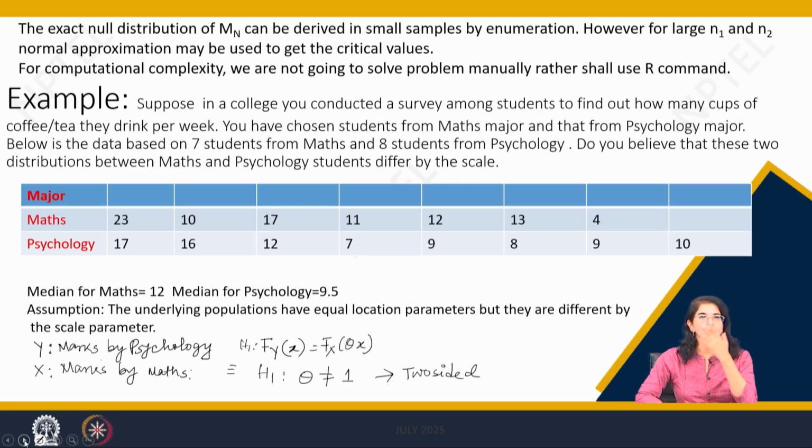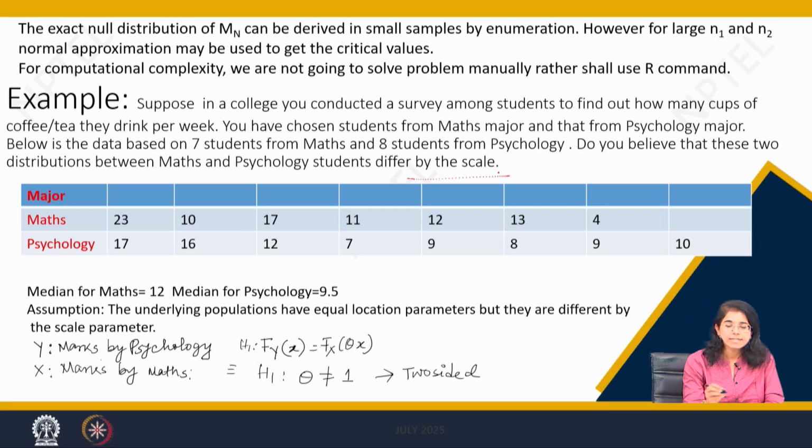First, let us go through this example. Suppose in a college you conducted a survey among students to find out how many cups of coffee or tea they drink per week. You have chosen students from maths major and that from psychology major. Below is the data based on 7 students from maths and 8 students from psychology. Do you believe that these two distributions between maths and psychology students differ by the scale? That is the key point, differ by the scale. Clear?